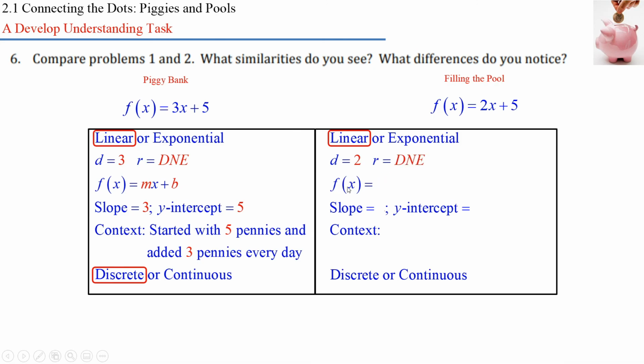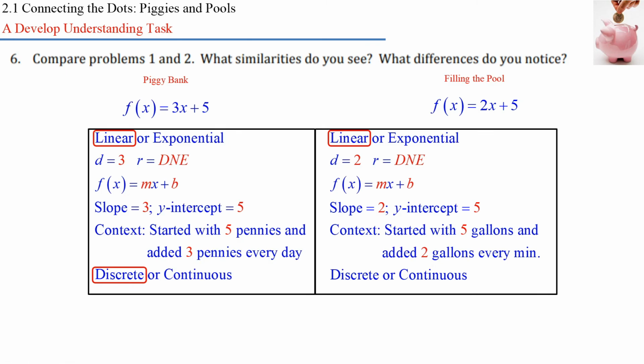And then f of x equals, again, this is the same mx plus b, m times x plus b. And what was our slope one more time? That m is a 2. And what is the y-intercept? This b is a 5. And context. We started with how many gallons? We started with 5 gallons. You see it here, the y-intercept of 5 right there. 5 gallons. And added how many gallons every minute? Well, it's our slope of 2, which is our common difference. 2 gallons every minute. Okay, good.